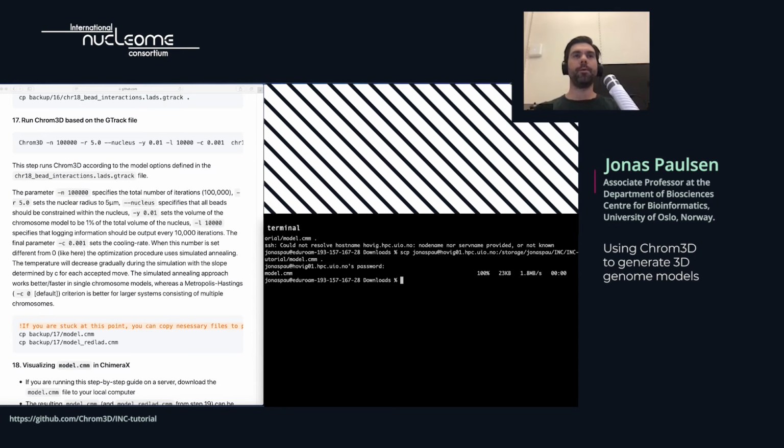So I think I'll open the model.cmm in Chimera X now. I've transferred this model.cmm from the server that I'm using to my local computer, which is a Mac, and I've properly installed Chimera X. So what I can do is just type open model.cmm.